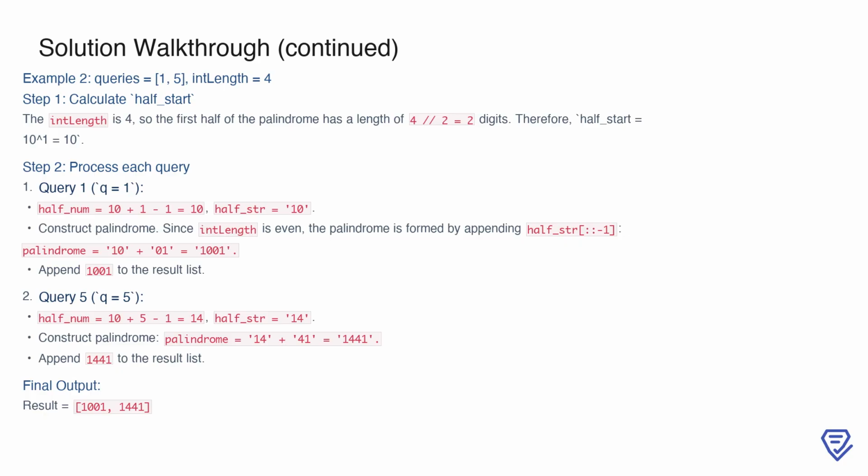For query 1, we compute half_number equals 10 plus 1 minus 1, which is 10, and convert it to half_str equals 10. With an even length palindrome, the second half is the complete reverse of the first half. This gives us palindrome equals 10 plus 01, which is 1001, which is added to the result list. For query 5, we calculate half_number equals 10 plus 5 minus 1, which is 14, and half_str equals 14, resulting in palindrome equals 14 plus 41, which is 1441. After constructing both palindromes, the output is 1001, 1441.